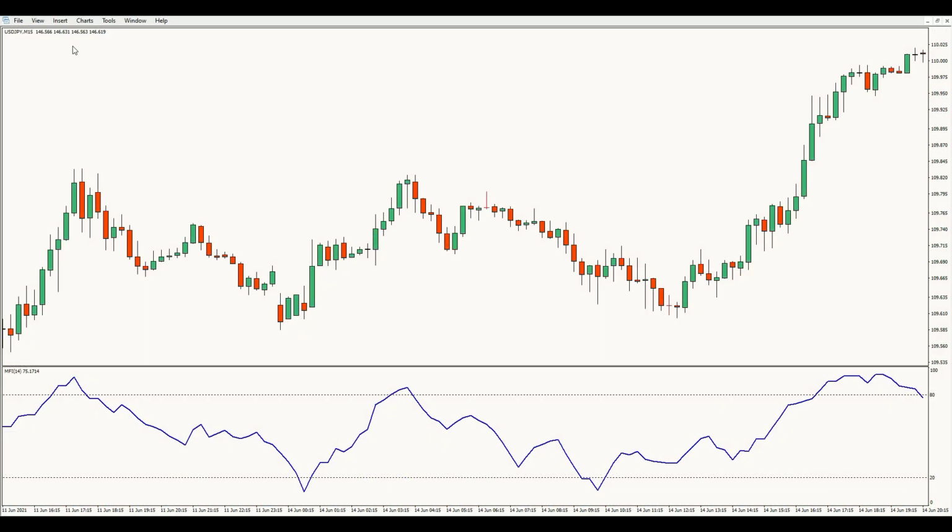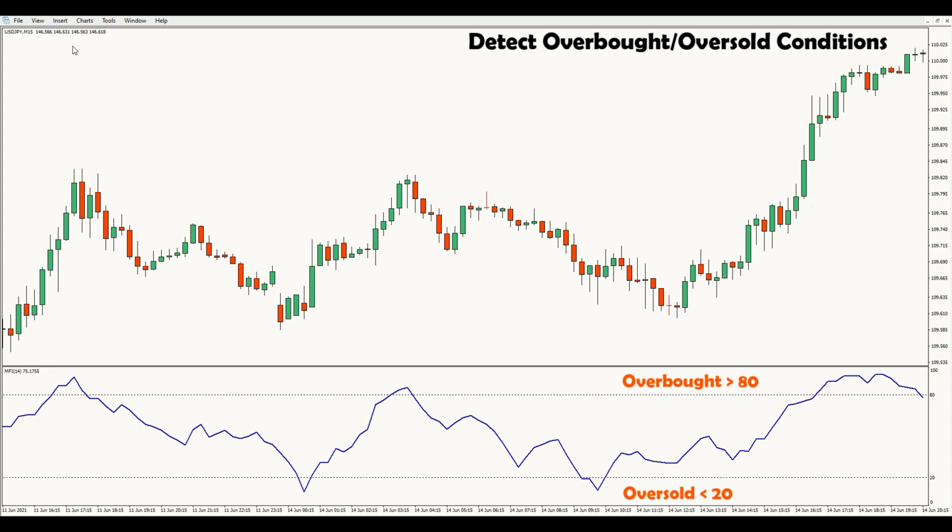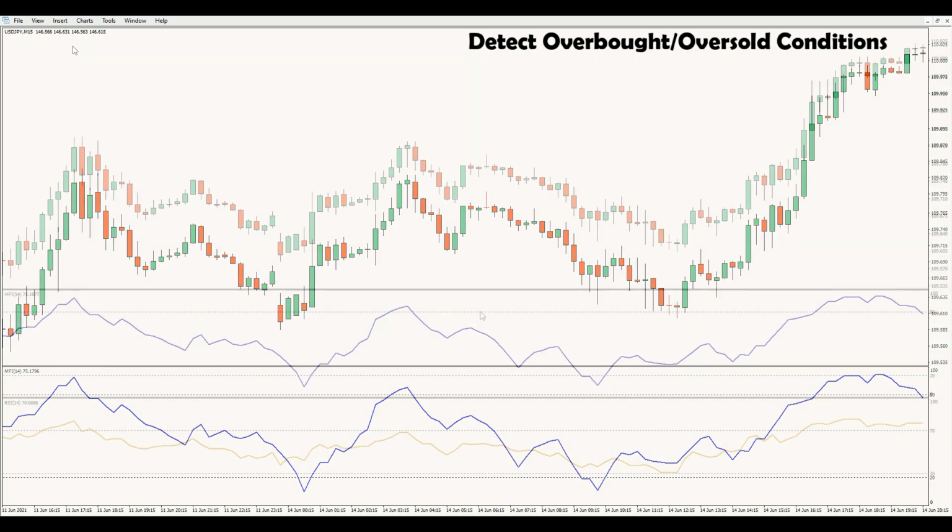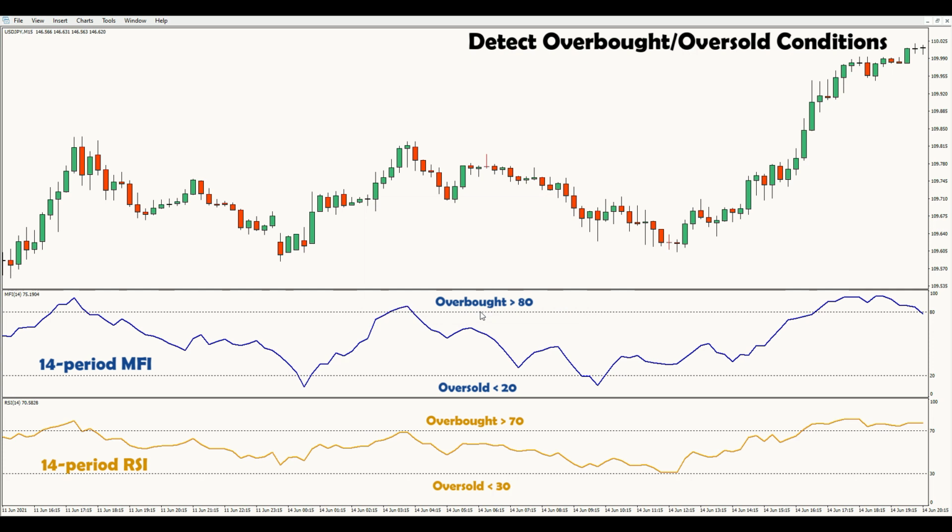Secondly, you can use the MFI to detect overbought and oversold conditions. Typically, MFI values above 80 denote overbought conditions, while values below 20 denote oversold conditions. Here's a comparison of the MFI versus the RSI, which typically uses 70-30 to denote overbought and oversold, respectively. Notice that the MFI is far more reactive than the RSI, producing more pronounced peaks and valleys. Despite its more stringent 80-20 threshold, the MFI ventures into the overbought and oversold regions more frequently.